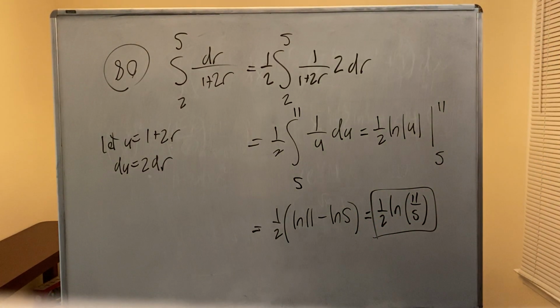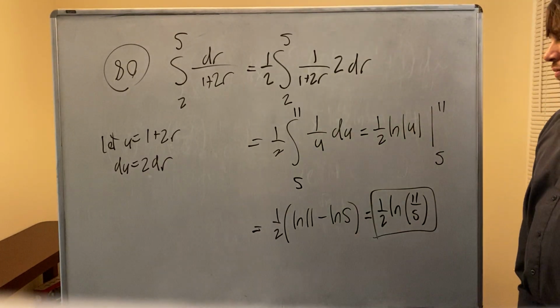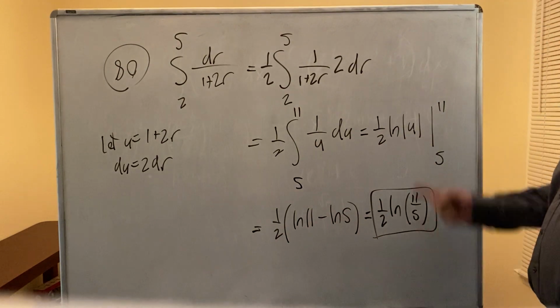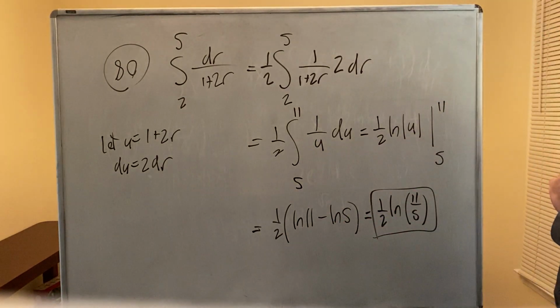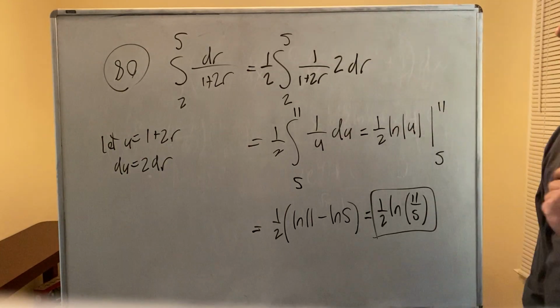Okay, so that's number 80. The absolute value of 11 is 11, the absolute value of 5 is 5. That's why the absolute value signs go with that. Okay, so that's 80.